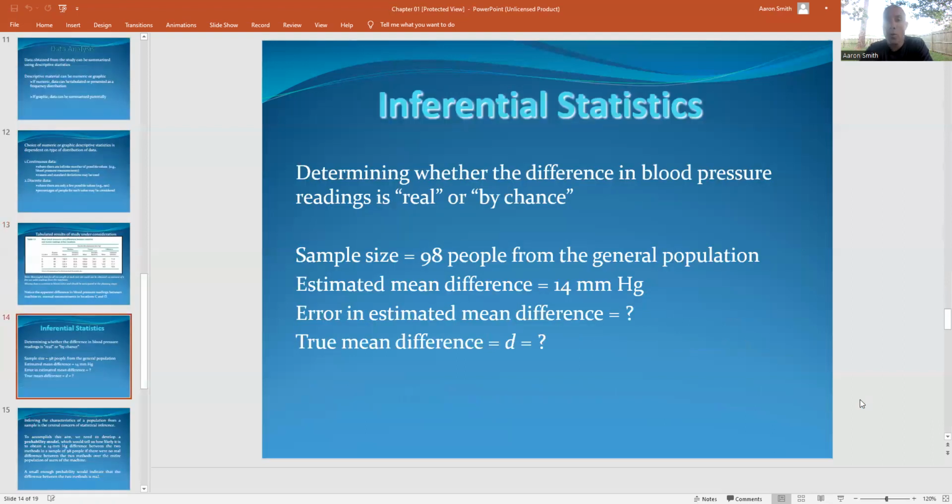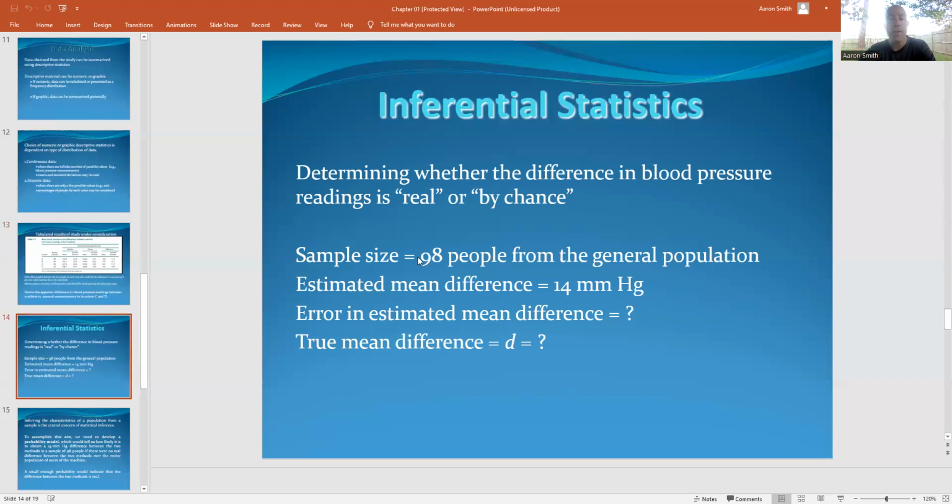All right, now inferential statistics. So descriptive statistics, we are describing the data we have. Inferential is where we make an inference. All right, so what we want to do, we want to determine whether the difference in blood pressure reading is just by chance, or there's some actual trend going on.